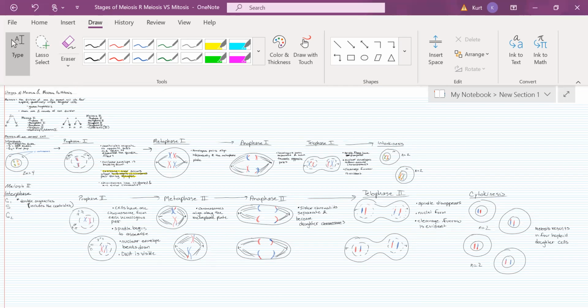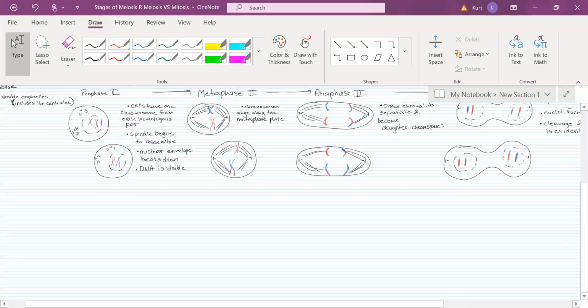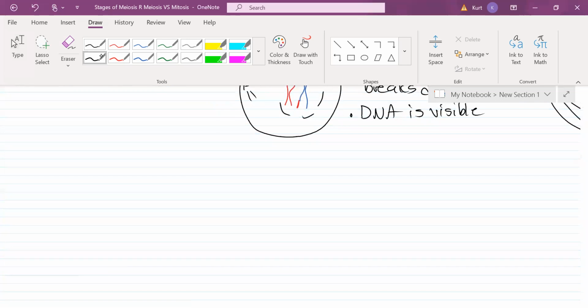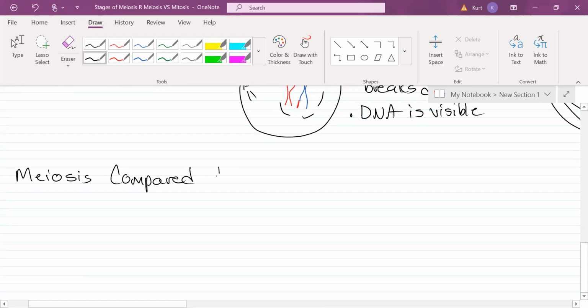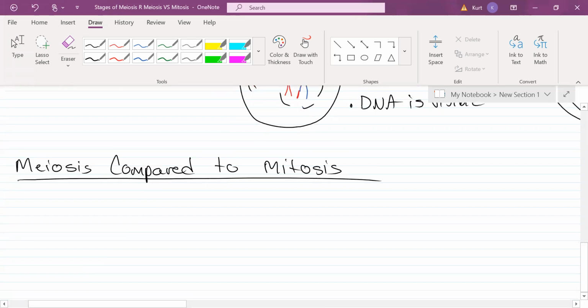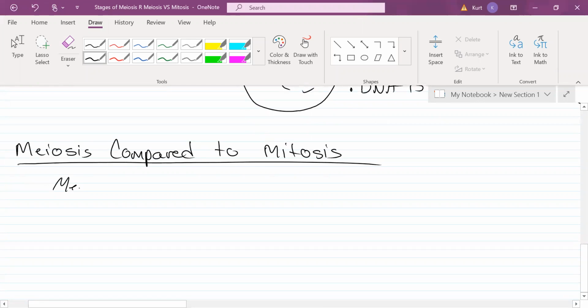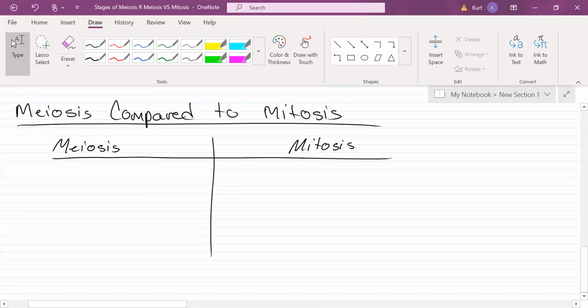To answer that, let's actually compare them. Okay? So this is going to be the second part of your video. This is going to be meiosis compared to mitosis. All right, so let's have a little comparative T-chart. Okay, let's begin.